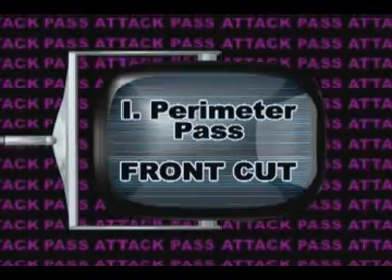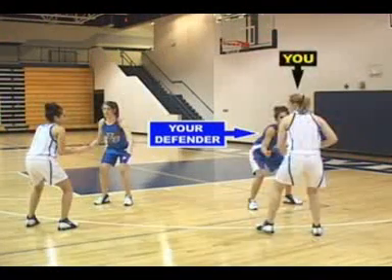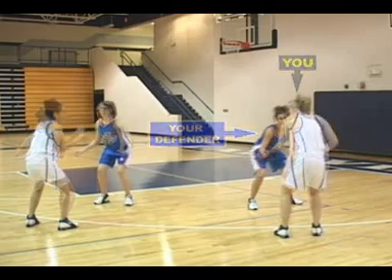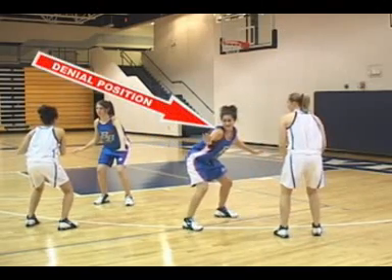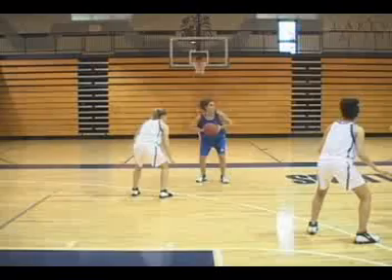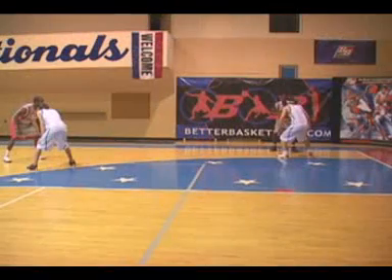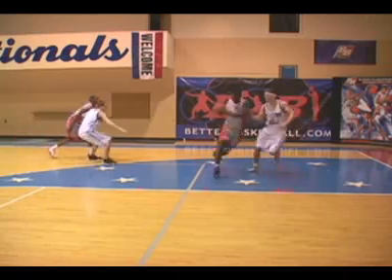Perimeter pass, front cut. If you pass and your defender does not adjust but stays square to you, in other words, he doesn't jump toward the ball to put himself in denial position, then you can front cut him or cut his face and get the ball back. Help yourself by stepping and passing almost at the same time.